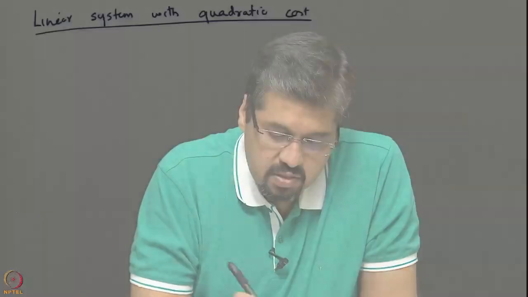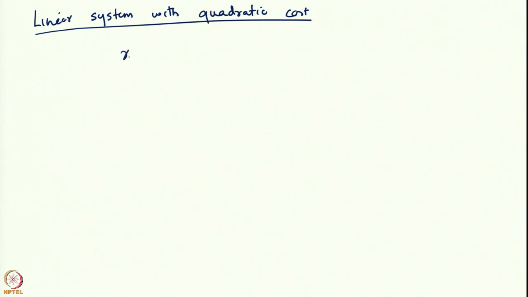So, a linear system has dynamics given in the following way: x_{k+1} evolves as A_k x_k plus B_k u_k plus w_k. Now, k takes values from 0 to N minus 1. A_k and B_k here are matrices. So, these are known to us.